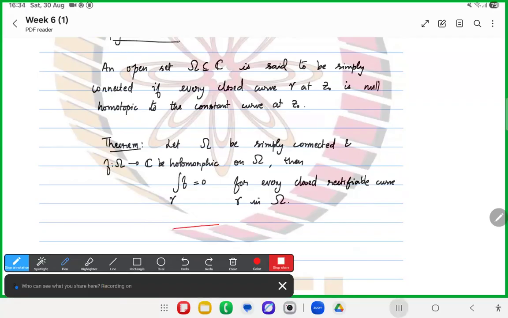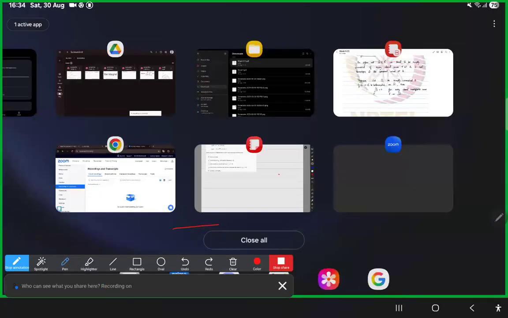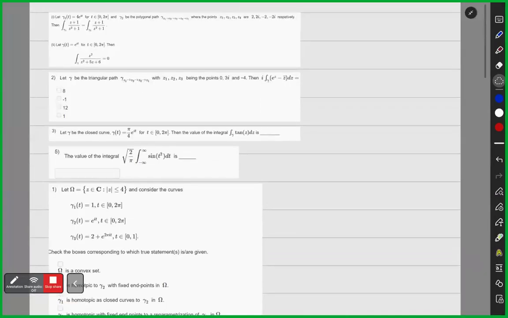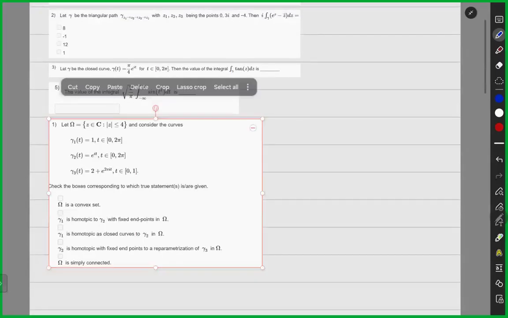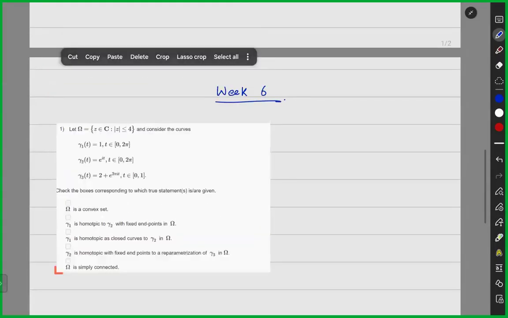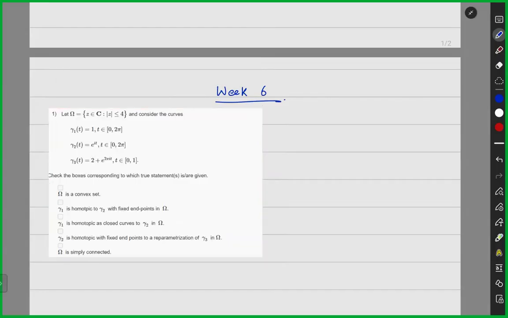Okay, let's see now some exercises which were given as assignments to us. So let's start from here, week 6, question number 1. We can copy from here.